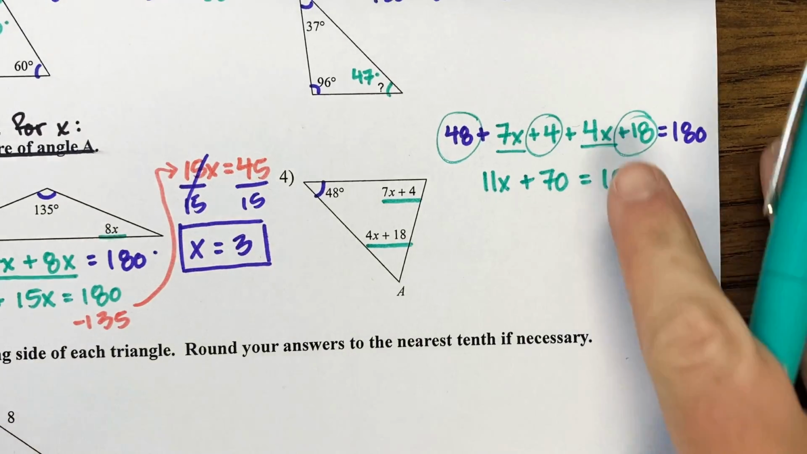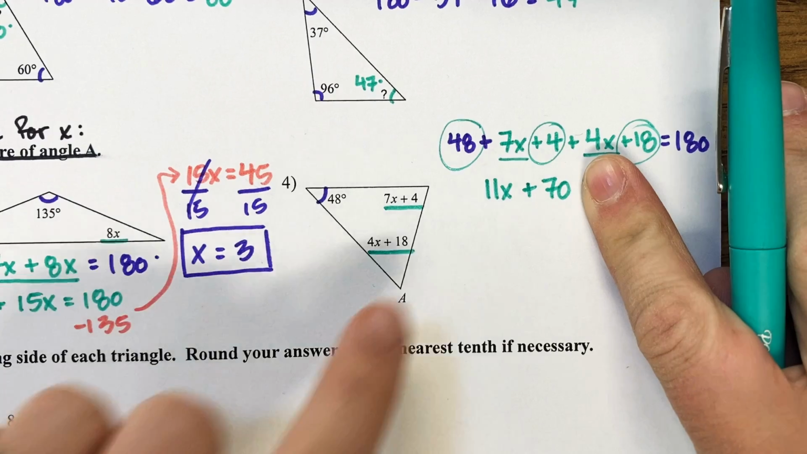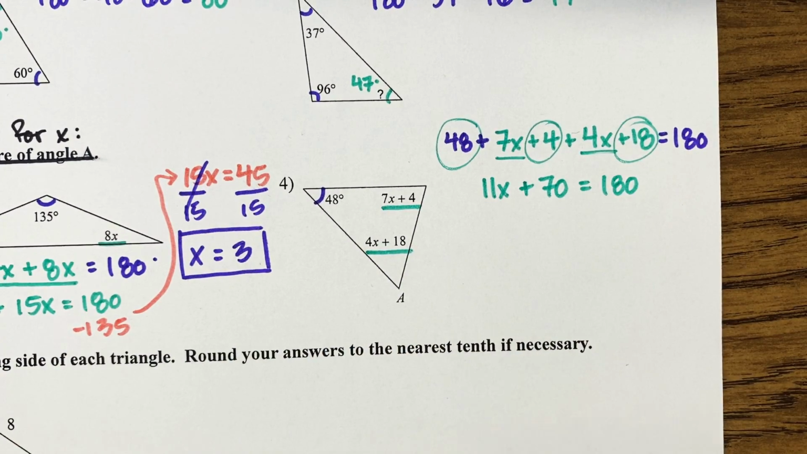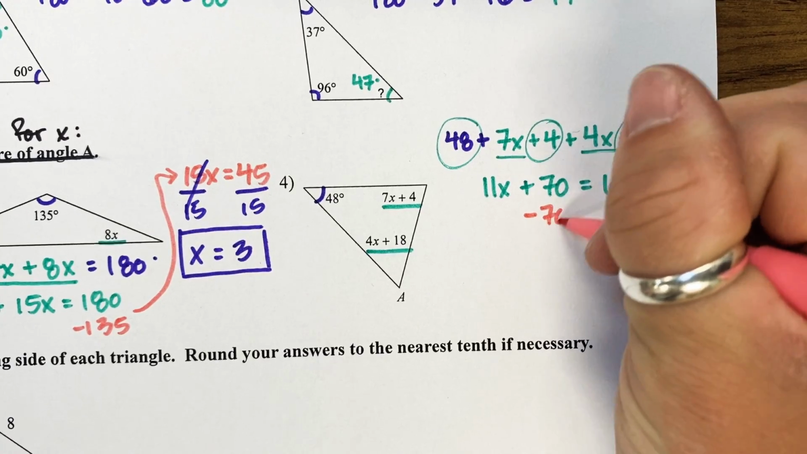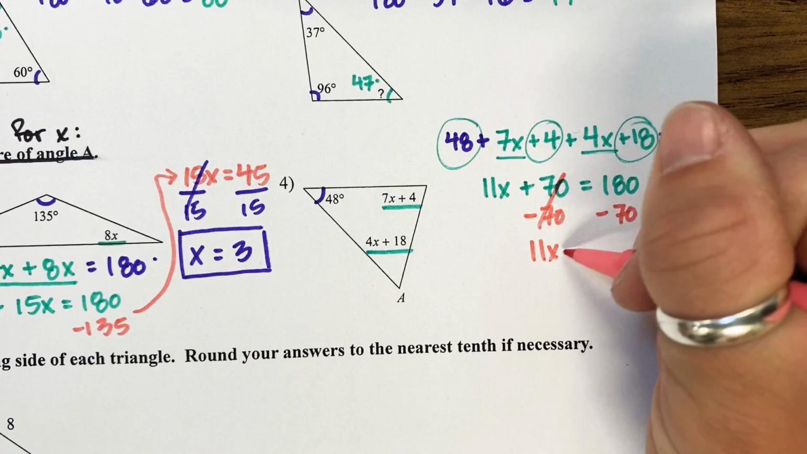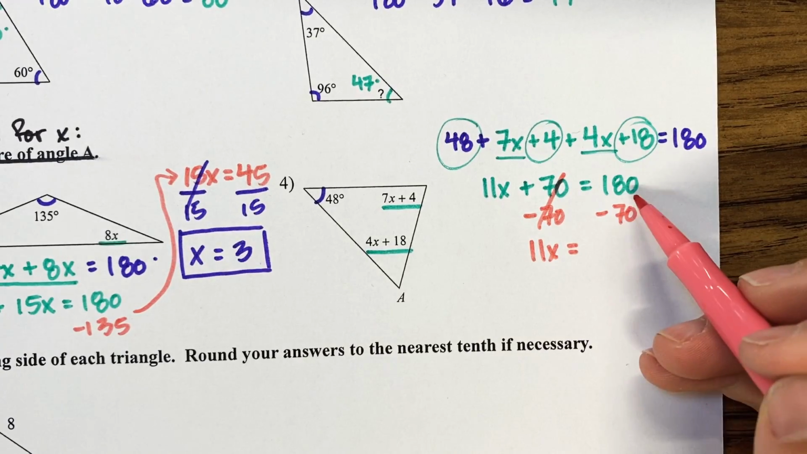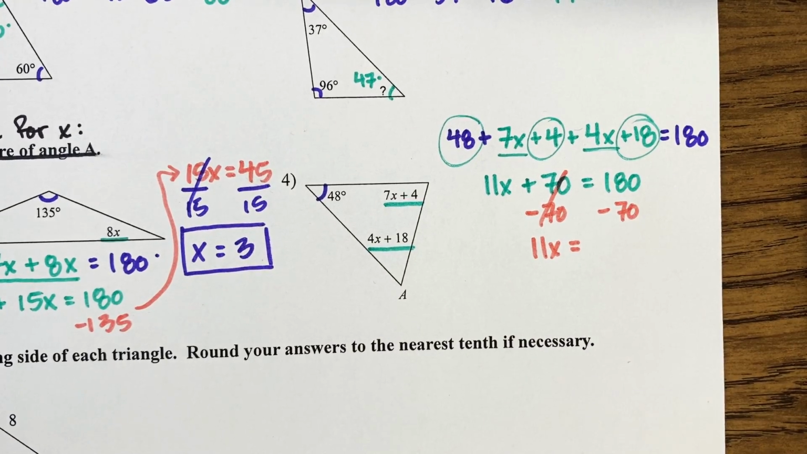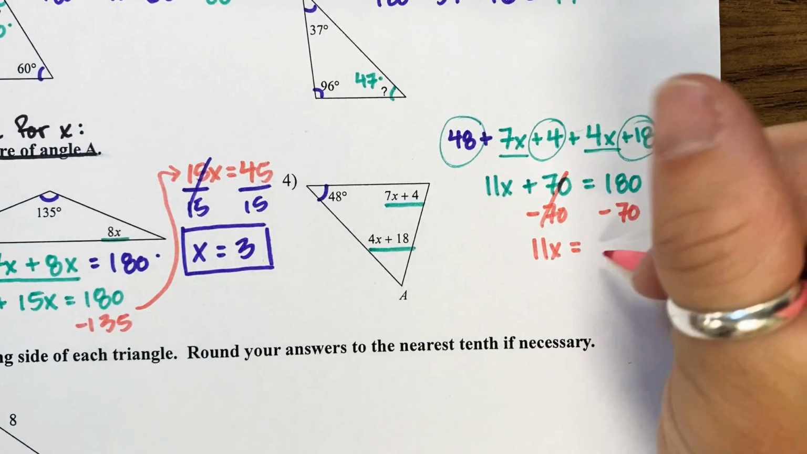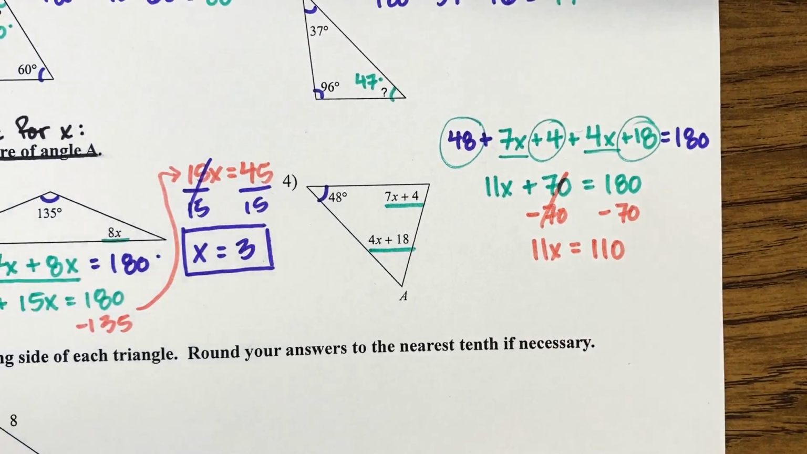Okay, so now we can go ahead and start solving for x. So I need to get rid of this plus 70 first. And the opposite of plus 70 is subtract 70. So I get 11x is equal to 180 minus 70, just double checking, 110.